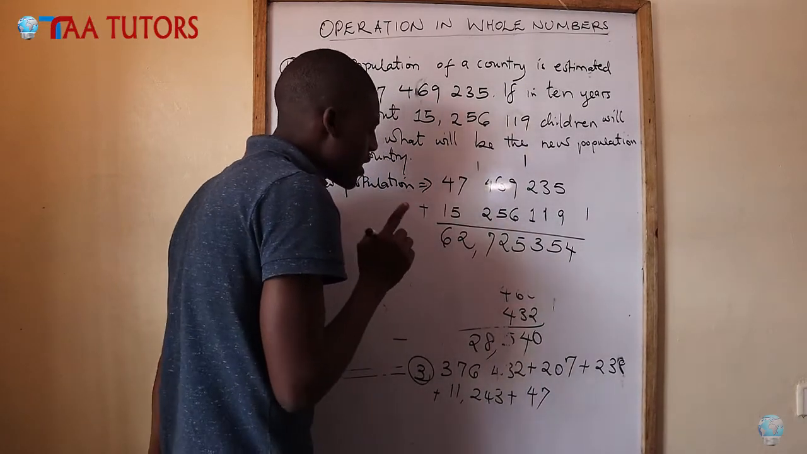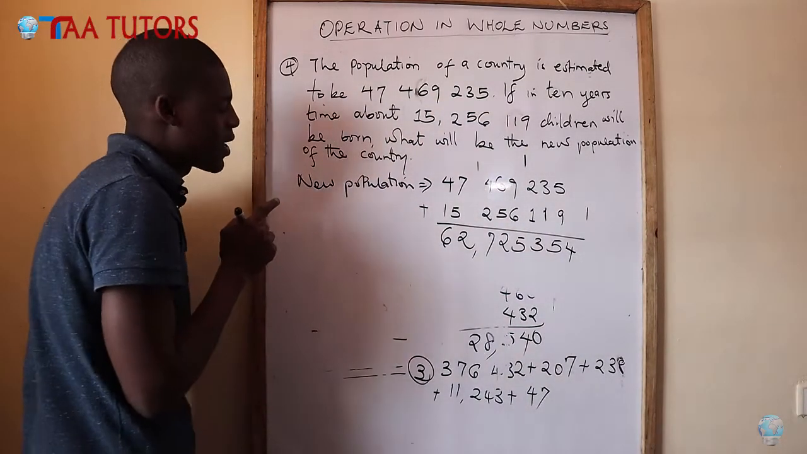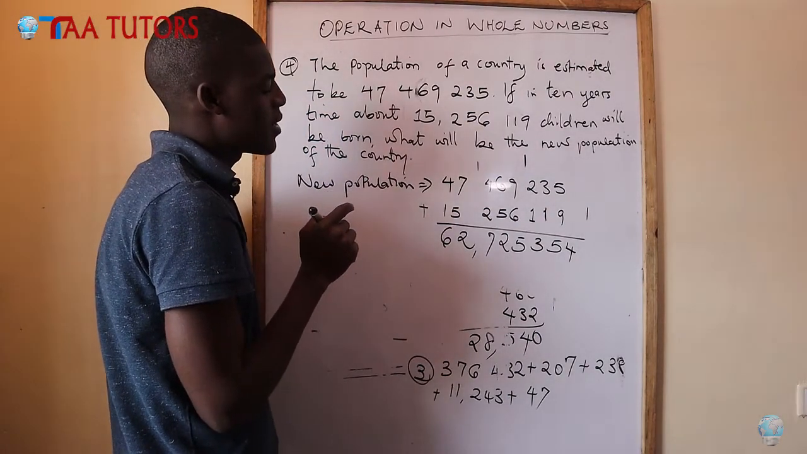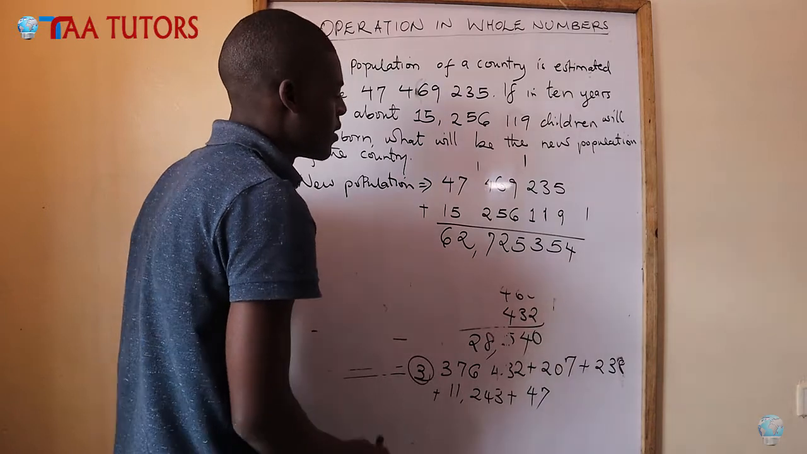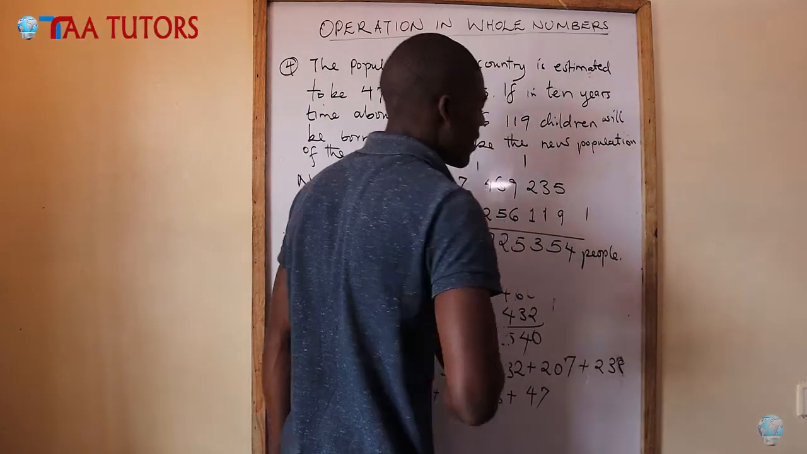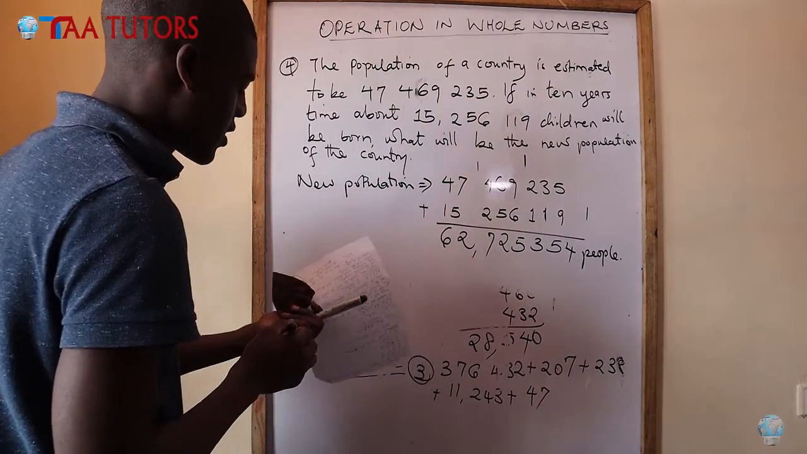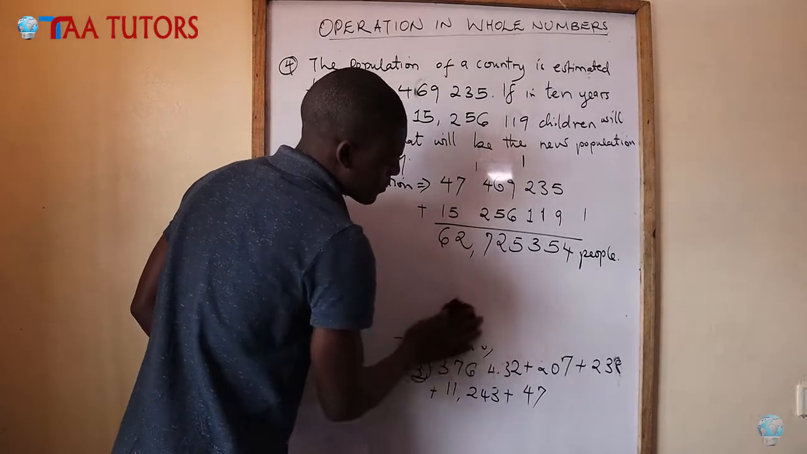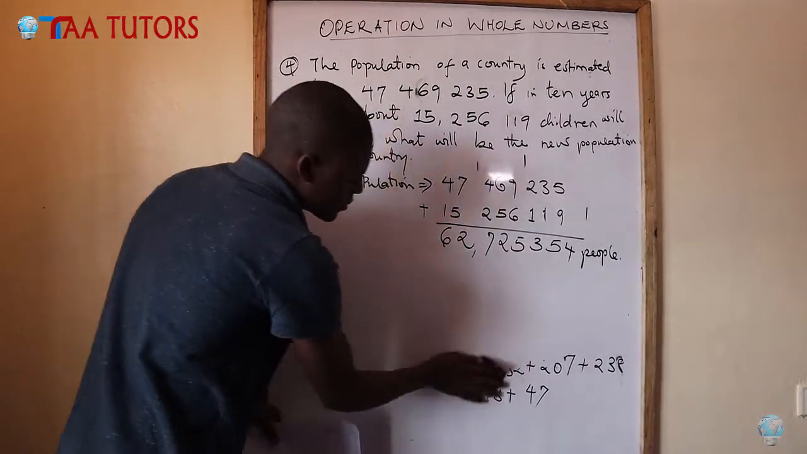So the new population after 10 years will be around 62,725,354 people. These are now people. They are the one making the population. The next operation we are going to deal with is subtraction.